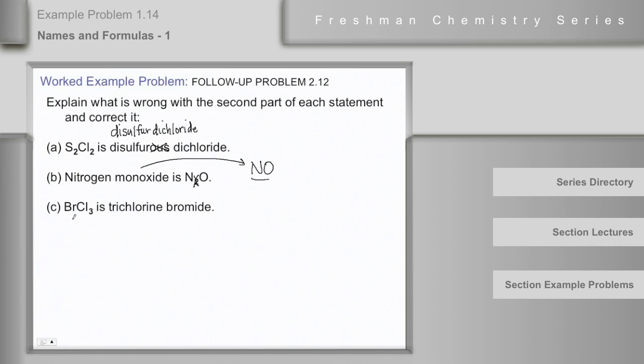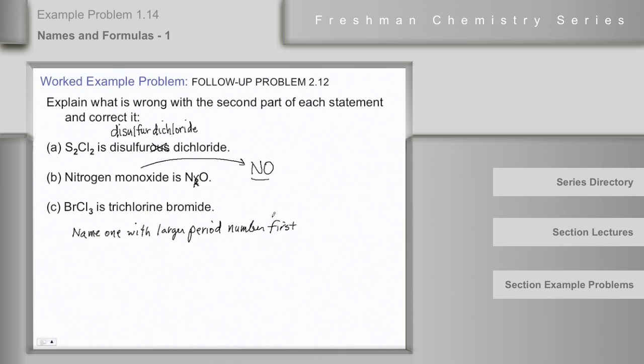If we look at example 3, BrCl3 is called trichlorine bromide. Well, there is a mistake there, because if the 2 elements come from the same group in the periodic table, we name the one with the larger period number first.